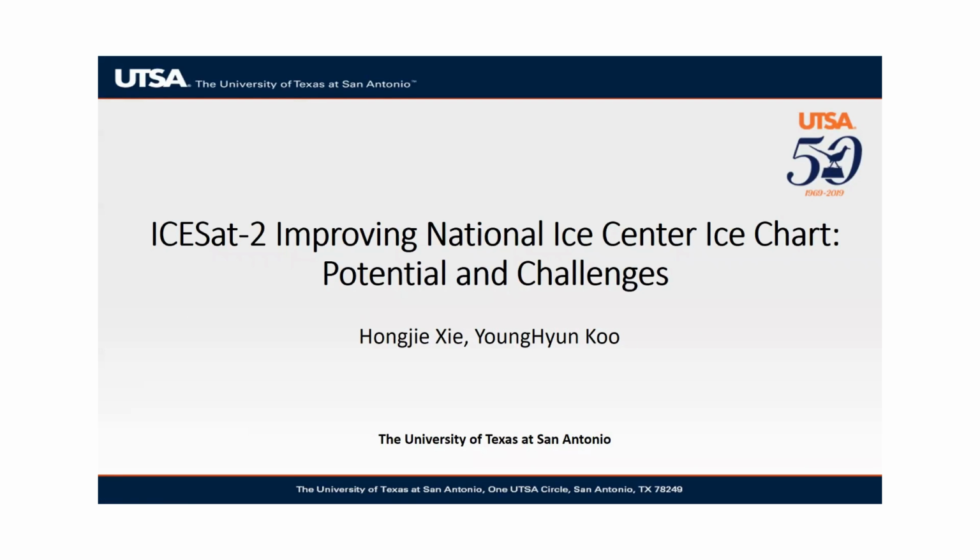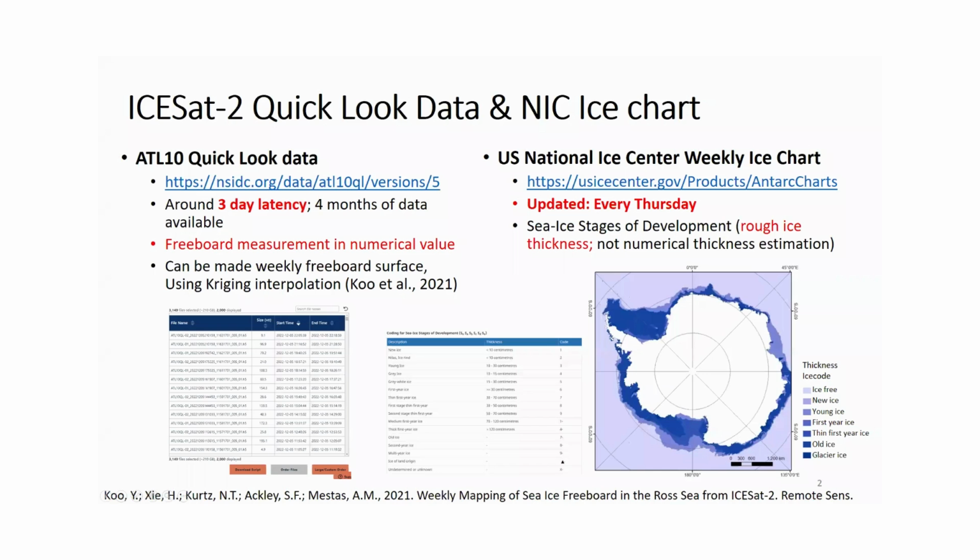Yeah, so I just want to briefly introduce how to improve National Ice Center ice chart data by using ICESat-2 data. So we just want to introduce some potential and challenges. As other presenters already mentioned, we already have the ICESat-2 quick look data. Especially in this study, I want to introduce ATL10 quick look data, which is sea ice freeboard. This ATL10 data is about sea ice freeboard measurement, and this data has about 3 days of latency.